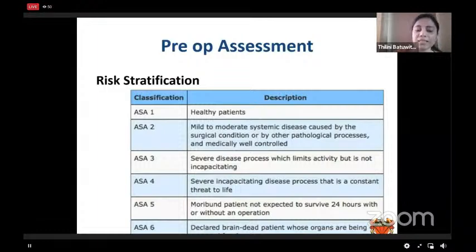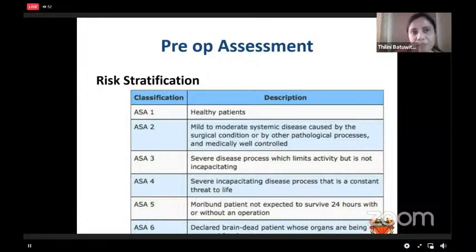ASA 3 is severe disease, that is uncontrolled disease, like uncontrolled diabetes or uncontrolled heart rate, disease that has limited the patient's activity. Whereas ASA 4 is severe incapacitating disease, meaning there is ongoing heart failure and the patient cannot get up because of it, or else the patient had a very recent MI. Those come under ASA 4.